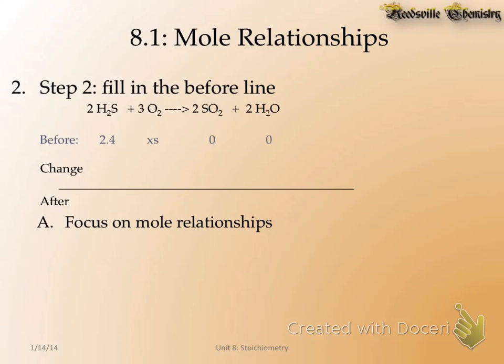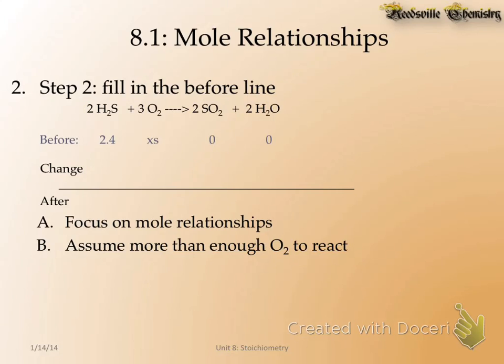Now, here's a couple things to remember when you're on step 2. First of all, we need to focus on the mole relationships whenever we are working with these BCA tables. So always understand the relationships between products and between reactants. The relationship in this particular reaction is a simple 2, 3, 2, 2 relationship. And it's that relationship that's going to help us fill in the change line on the next slide.